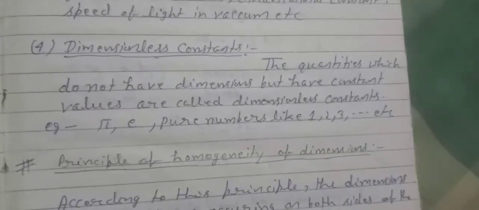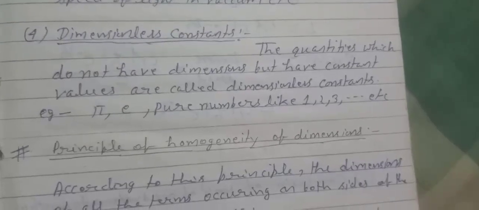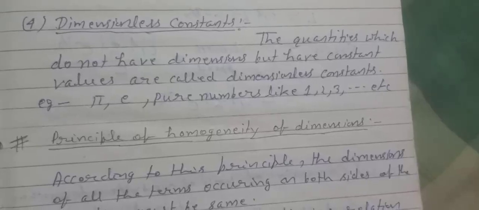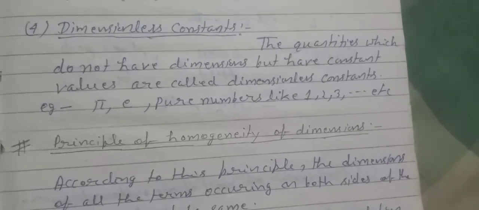These are dimensional constants. Fourth, dimensionless constants. The quantities which do not have dimensions but have constant values are called dimensionless constants. For example, pi, e, pure numbers like 1, 2, 3, etc.